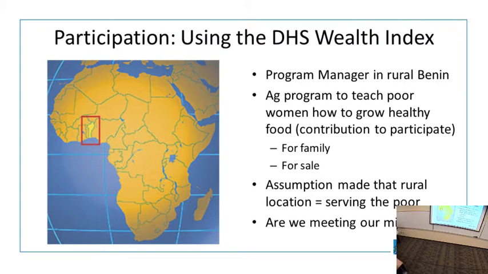Great. So as we're passing those out, let me set up the scenario for you. You're a program manager in rural Benin, which we have up here on the map. You're running an agricultural program to teach poor women how to grow healthy food. They make a modest contribution to participate in your program, and the idea is that you'll teach them how to grow healthy food to use for their family to increase nutrition, as well as to be able to sell the extra. So we're working on economic benefit as well.